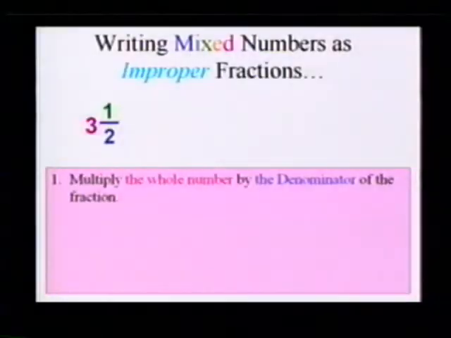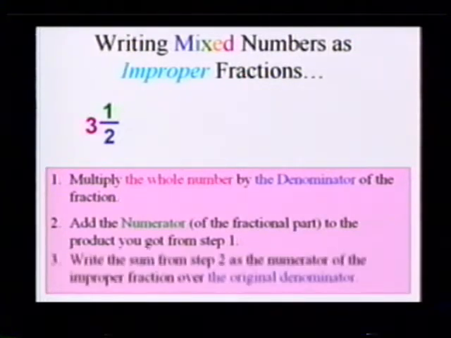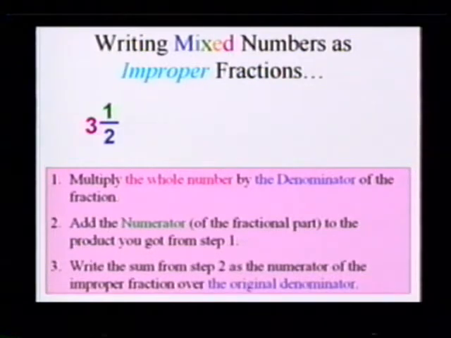Let's see. Step 1, we took 3 and 1/2, okay? We multiplied the whole number part, the 3, by the denominator, the 2, and got an answer. Then we took that answer, added it to the numerator, the 1, okay, and put that over the original denominator, 2.